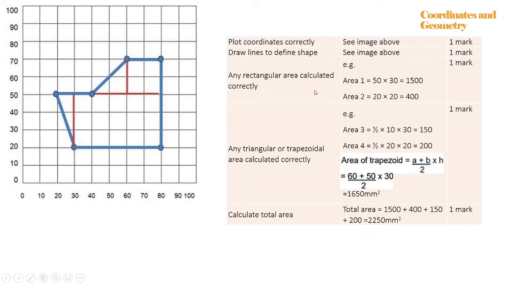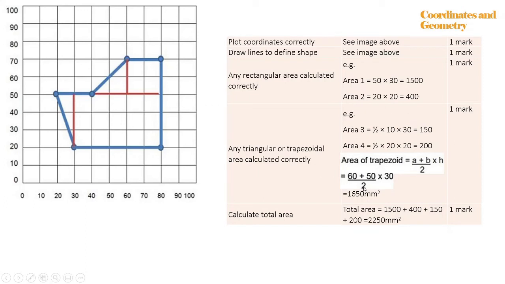Then any rectangular area calculated correctly. It's how you separate it all out. Personally, this is how I would separate it out: you'd have one rectangle, a square, and two triangles, and that's what you'd start to measure out. So this is what we've got here. It's quite simple because it gives you the exact measurements going across. So those are the rectangular areas we've got going on there. And any triangle or trapezoidal area, that's such a hard word to say, area calculated correctly.